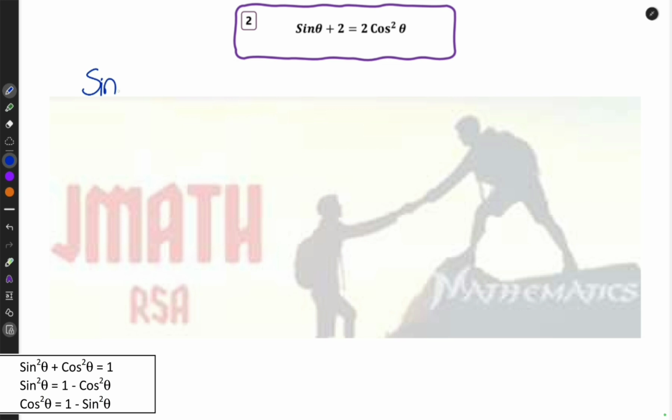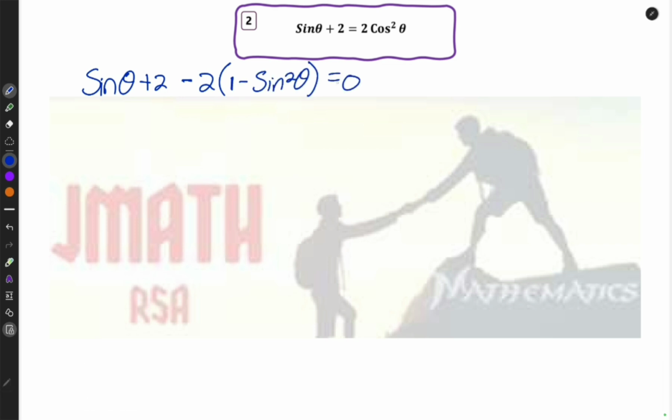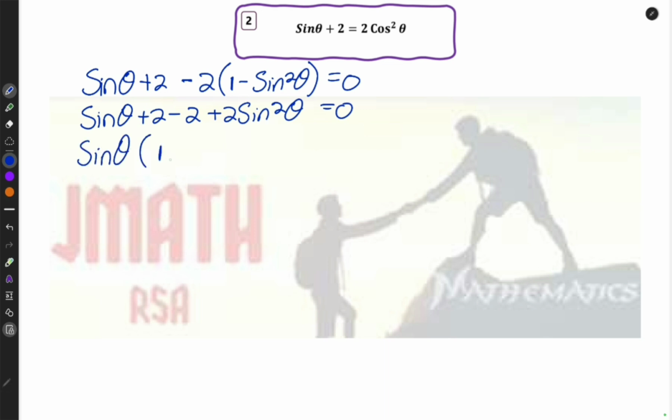So I can simplify it as sine theta plus 2, and then I'm going to bring this to the left, minus 2, and then in brackets, my grade 11 formula tells me this is 1 minus sine squared theta is equal to 0. So now I'm going to multiply that minus 2 in, and that's going to tell me it's sine theta plus 2 minus 2 plus 2 sine squared theta is equal to 0. The 2 and the minus 2 cancel out, and then I can actually take out a common factor. So sine theta, and then what's left in the bracket would be 1 plus 2 sine theta.